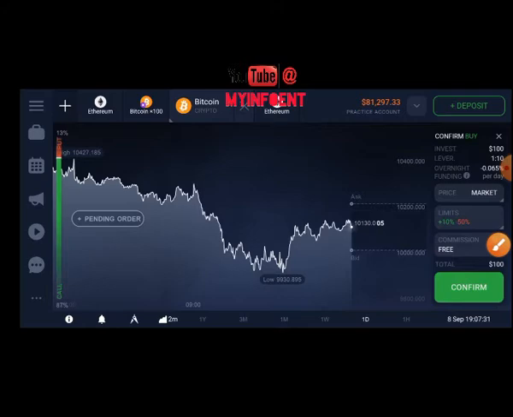So I've set my take profit and stop loss. Once I open this position, I don't need to monitor it. I can just go about my daily activities. Once $10 is secured, it will close my trade and secure my profit.